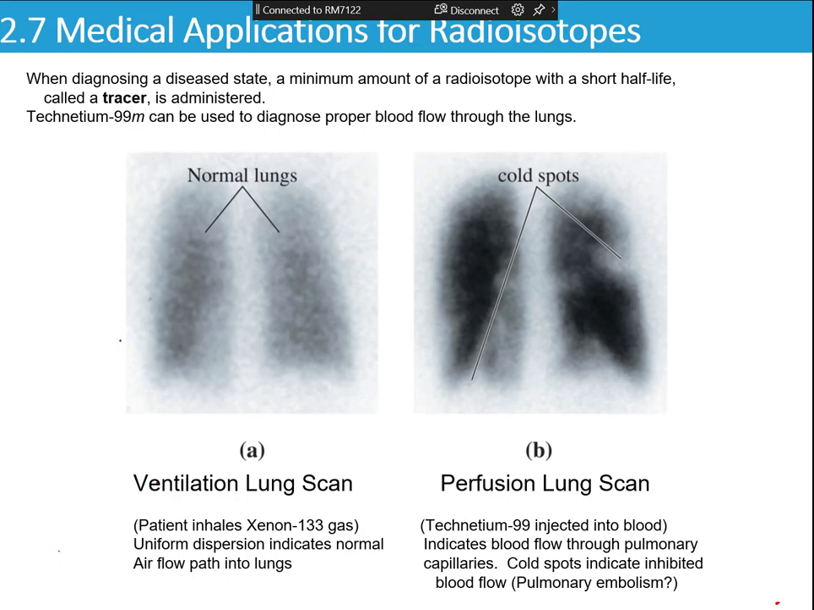Like with an asthmatic, this would not look very dark. It would be very, very light because of airflow blockage. Or if there's a tumor, you could see an area where there's no flow in because the xenon gas is not going to get there.